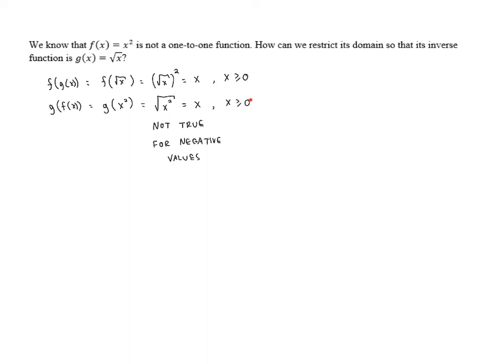So because both of these are restricted to x being greater than or equal to 0, we need the domain here of f of x equals x squared to be x is greater than or equal to 0. This is the restriction we need for our function to make sure that the compositions work out.